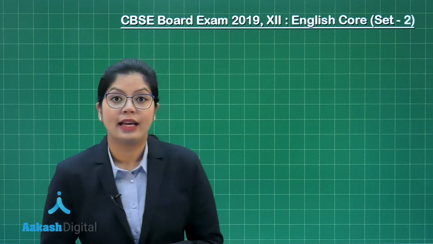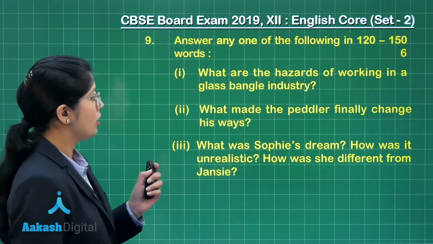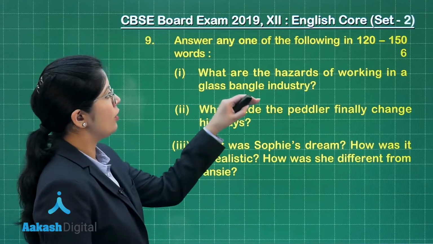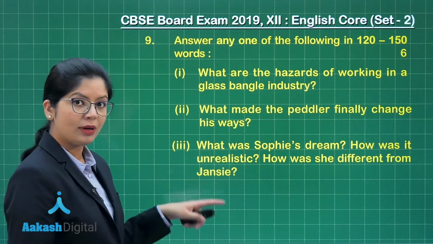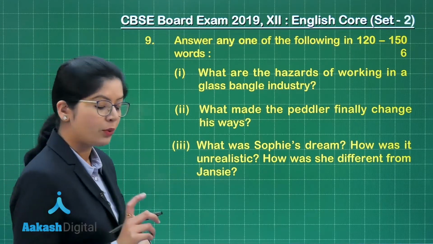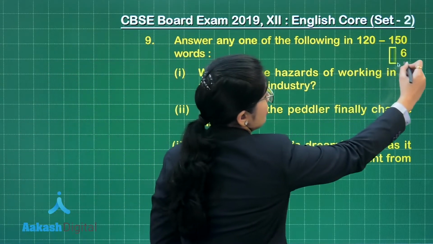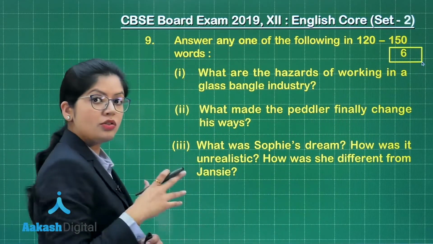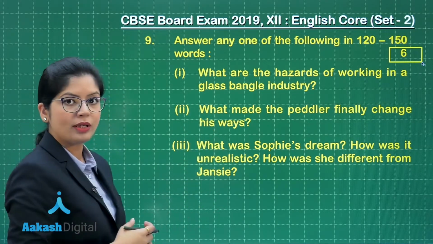Now, from question 9 onwards, we'll look at 6-mark questions based on the literature section. Look at the question. Answer any one of the following in around 120 to 150 words. You have 3 questions. You are only supposed to attempt 1. What you have to remember is that it's a 6-mark question. The distribution of marks has to be kept in mind while answering these questions.